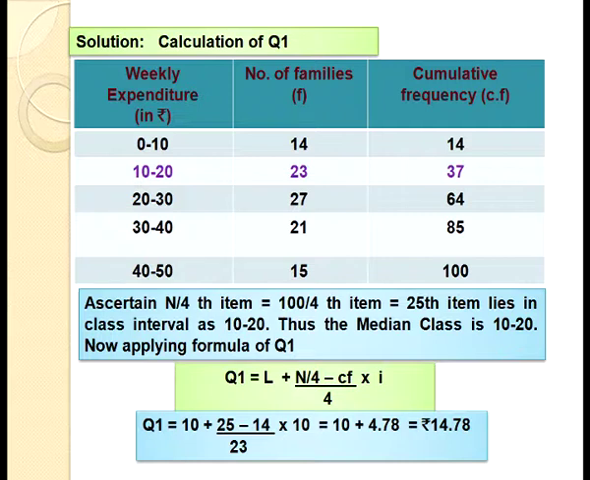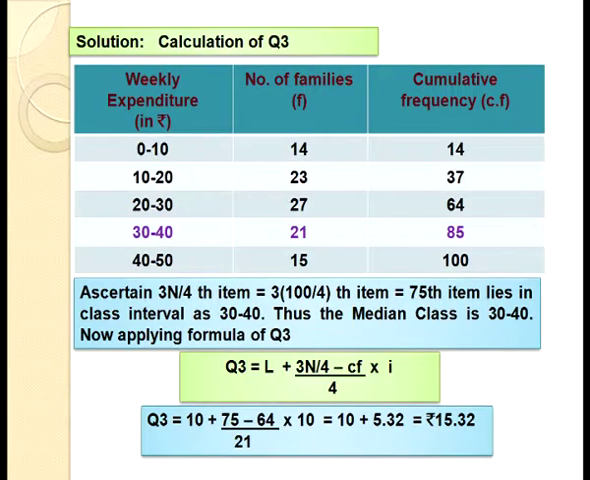Now students, put the values. L over here is the lower limit, that comes to 10, plus n by 4 is 25, minus the preceding class cumulative frequency, which is 14, divided by 23, into the class interval gap, which is 10. That comes to rupees 14.78, the first quartile. So in this question we have learned how to compute the value of Q1.